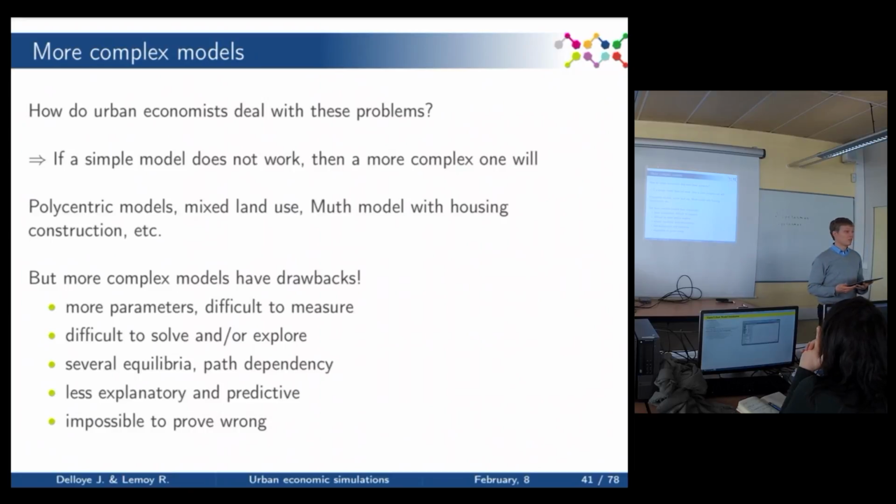You can even have, in some cases, several equilibria. We had only one solution to our model, but there are more complex models where you have several equilibria, and then the path you choose, the dynamics you follow, will decide which equilibrium you go to. So there's this path dependency effect in some models.